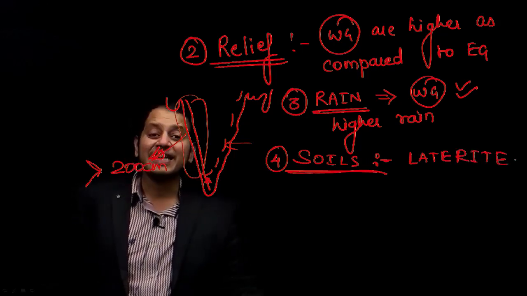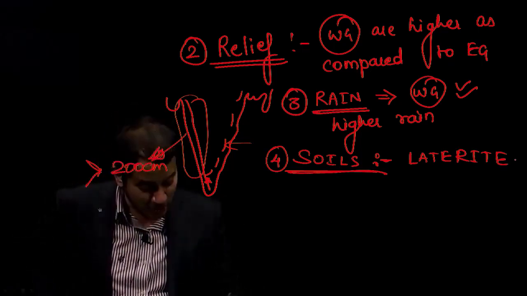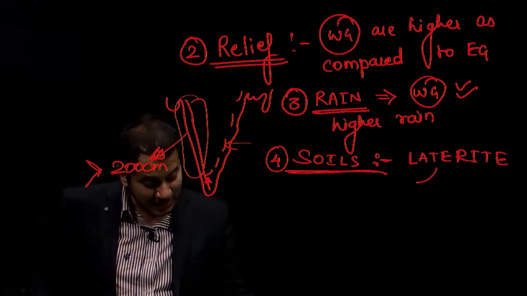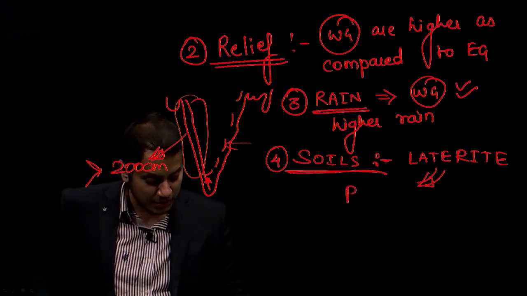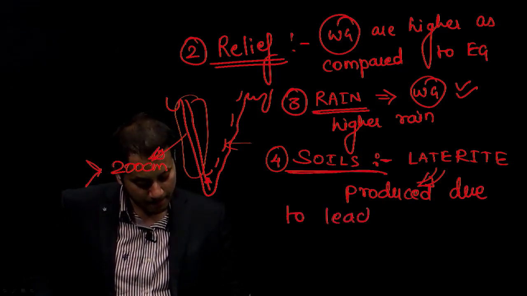Now, laterite soil means the soils are for making bricks. What is the laterite soil? Laterite soil is produced due to the process of leaching. They are produced due to leaching. And what is the leaching?